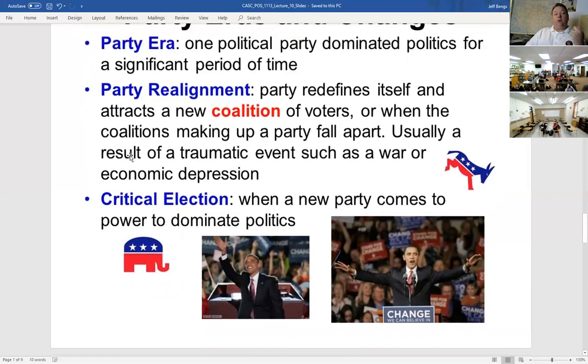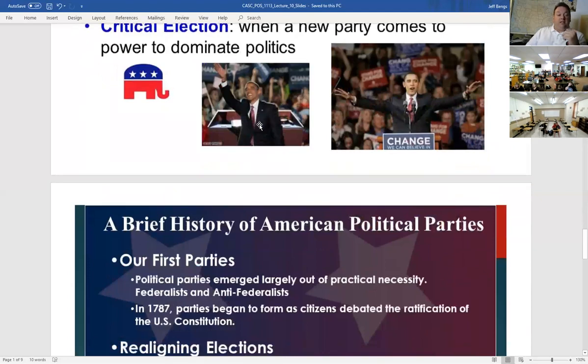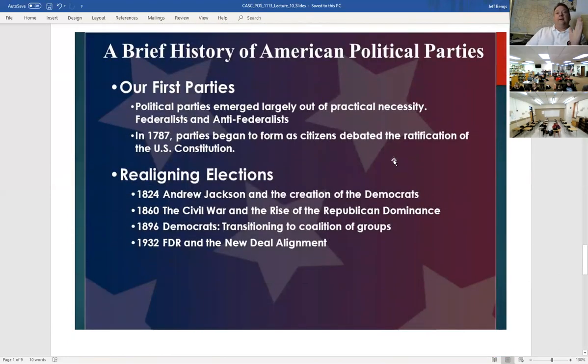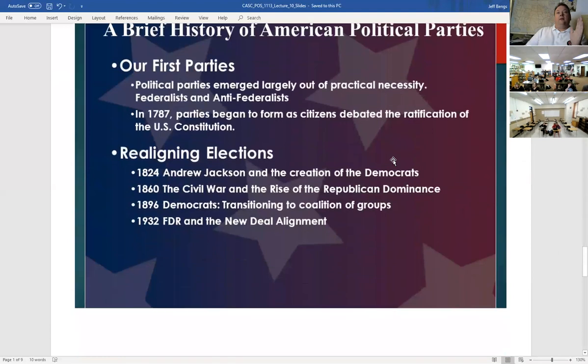And we're going to look at four eras of political dominance, and then the critical elections where there was a big realignment. This is in a section in your book, pages 220 through 224. So here you can see some of the big realigning elections.